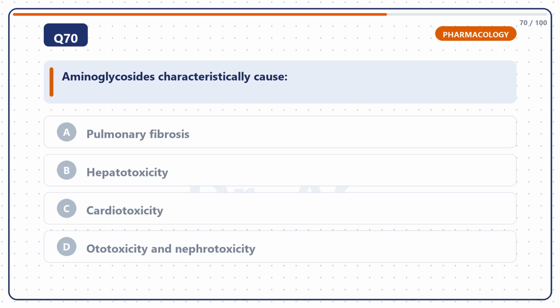Question 70. Aminoglycosides characteristically cause. Option A. Pulmonary fibrosis. Option B. Hepatotoxicity. Option C. Cardiotoxicity. Option D. Ototoxicity and nephrotoxicity.